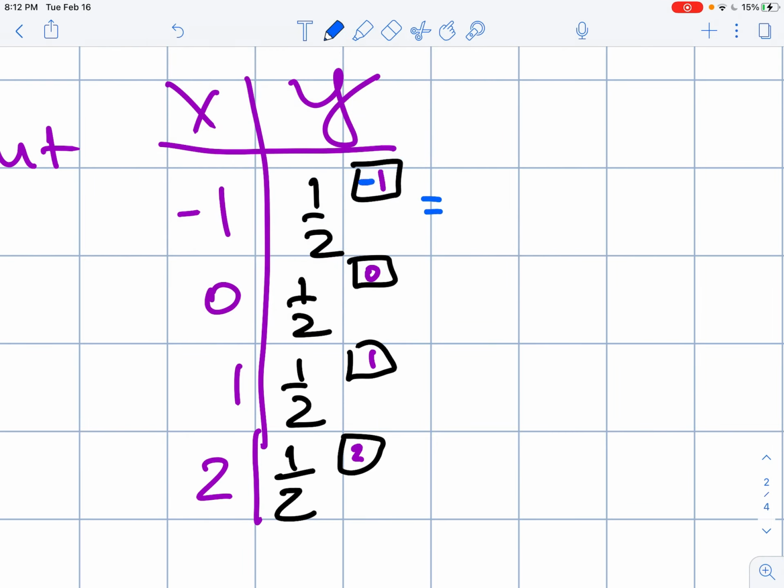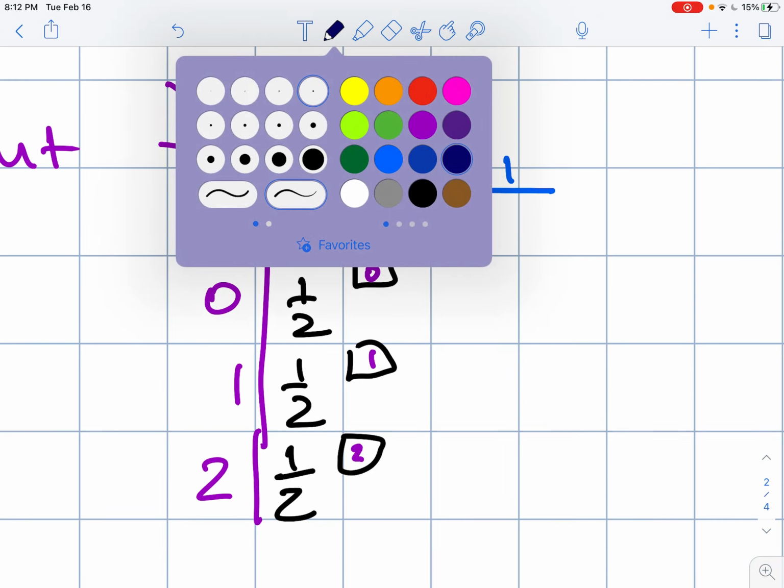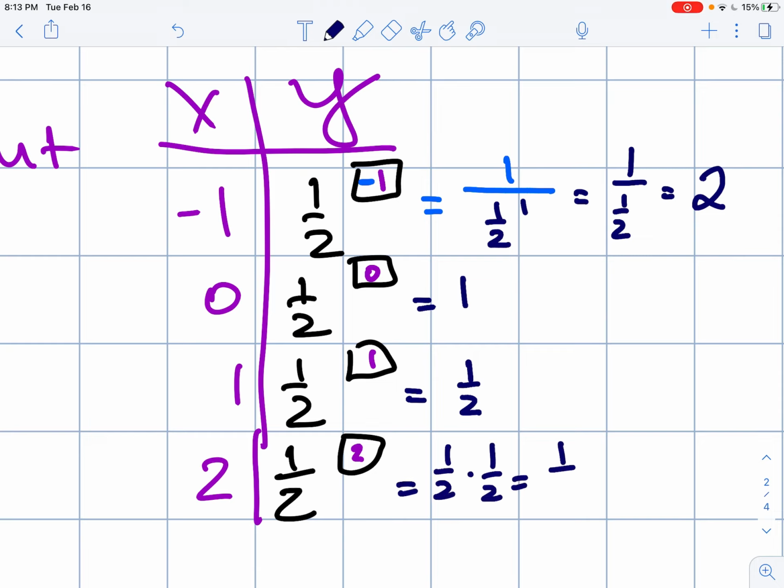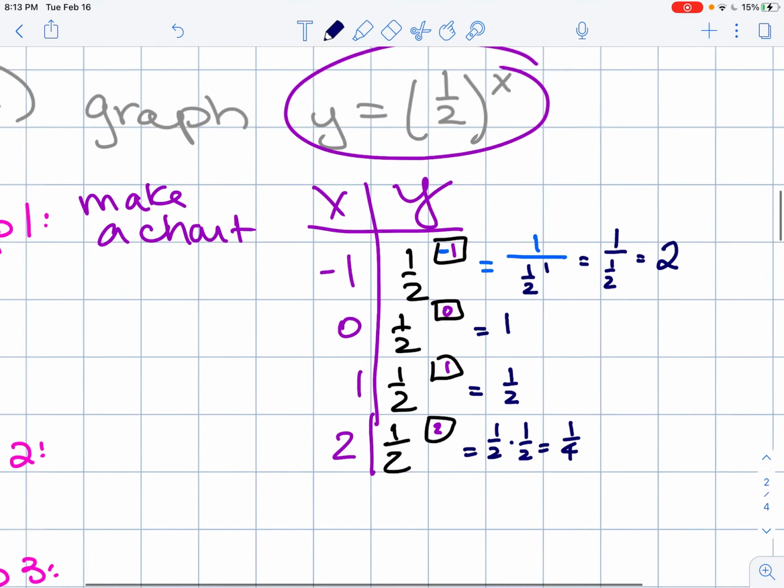I know a negative exponent becomes the 1 over. So this is 1 over 1/2 to the 1 power. 1/2 to the 1 is just a half on the bottom. And 1 divided by a half is the same as multiplying by the reciprocal of 1/2, which is 2. Anything to the 0 power is 1. 1/2 to the 1 power is a half. And 1/2 to the 2 power is 1/2 times itself, which is 1/4.